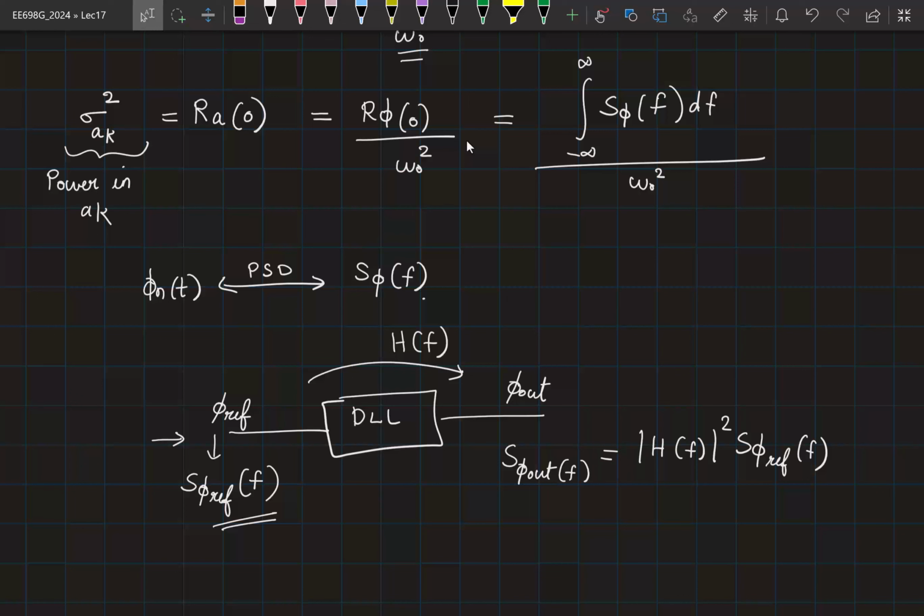Right? So just by looking at the jitter sequence at the input, you might find it very difficult to predict how the jitter sequence is going to appear at the output. But if you know the PSD of the phase noise at the input and the transfer function of the DLL, you can calculate the output phase noise PSD, and from there you can predict the properties of the jitter.